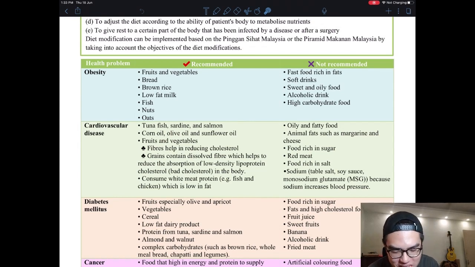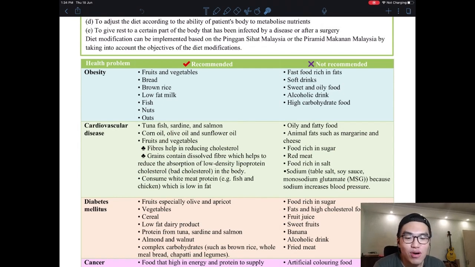Let's say obesity. This is the first thing we have to talk about because it's such a serious problem. Why do we care about obesity so much? Number one is because of how you look. When you're obese, you don't look good. Obviously, you don't feel good. You don't feel confident about yourself.